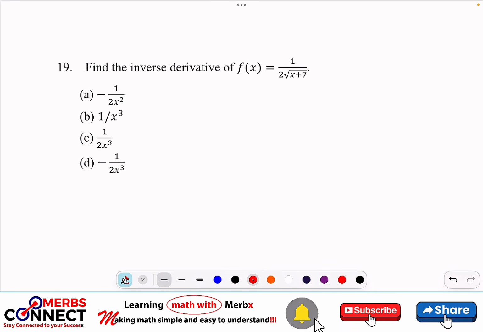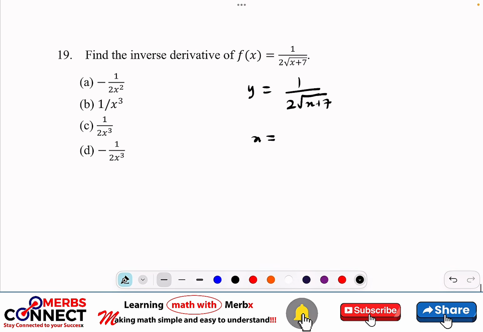Find the inverse derivative. Inverse derivative means that, one, you need to find the inverse, and when you are done, you differentiate. We have two ways of doing this, but I'll use just the other way. We can use the inverse function theorem by using the formula, but because this is multiple choice, we don't need to do that. We just need to find the inverse, and we differentiate, then we are done. So let's do that. Let's assume that y is equal to 1 over 2, 7. Swap x and y and have 1 divided by 2y plus 7.